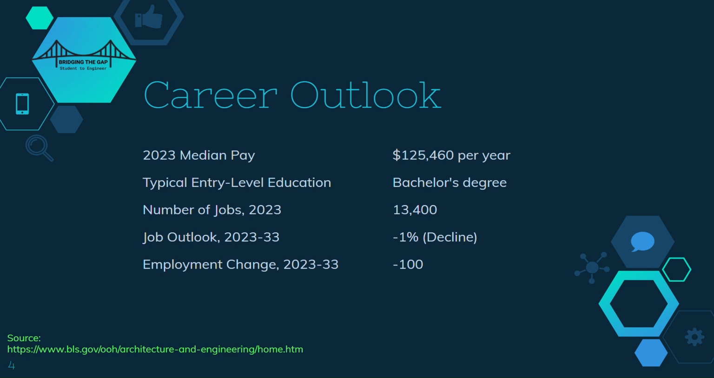And then typical entry-level education is a bachelor's degree. This is pretty common across all engineering disciplines. One of the reasons that makes engineering attractive to a lot of people is that you don't need an advanced degree to get into it. Now, the number of jobs, this is just in the US. In 2023, the Bureau of Labor Statistics says there's 13,400, and they are expecting a decline over the next 10 years.